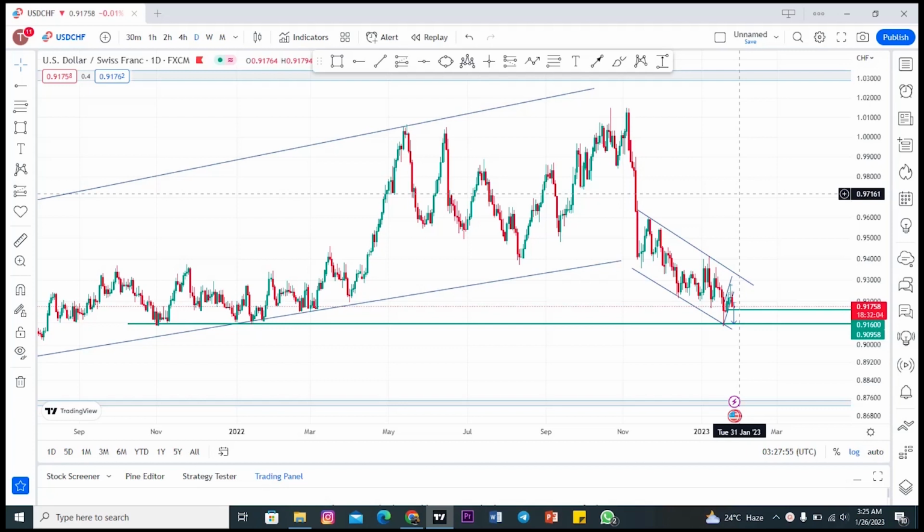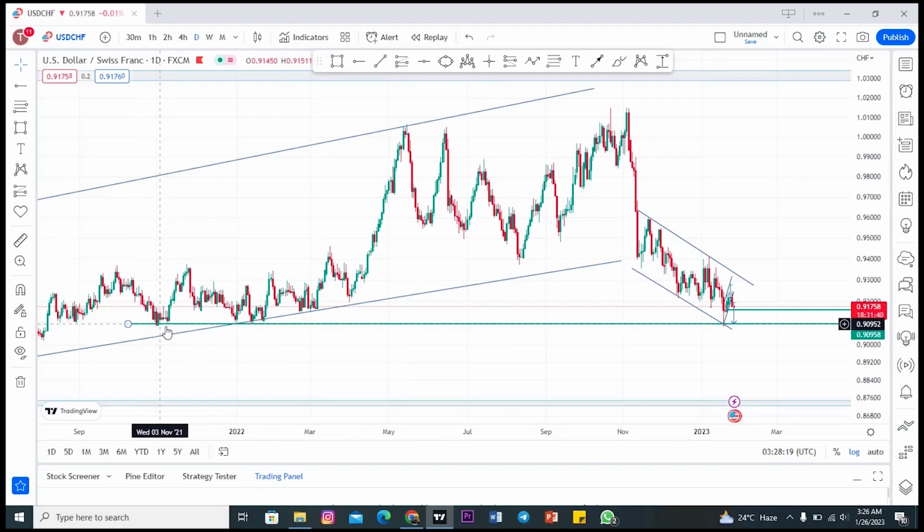So I'm just going to be breaking down this pair, analyzing it, and we'll see the way forward. Let's start off with the daily time frame, and this is USDCHF. With USDCHF, we can currently see price has gained support at this level.